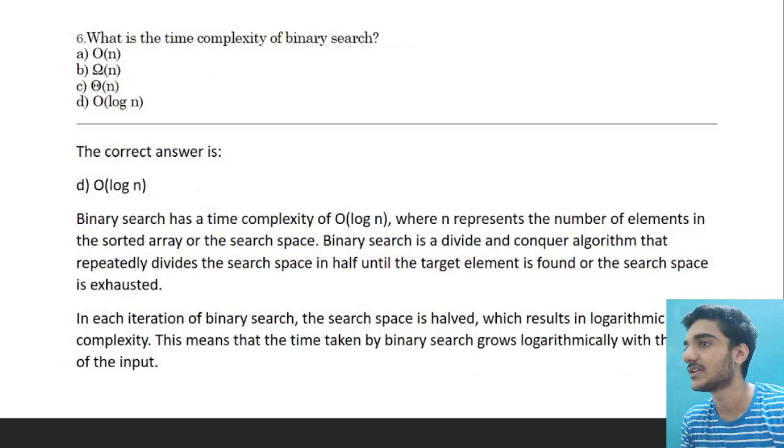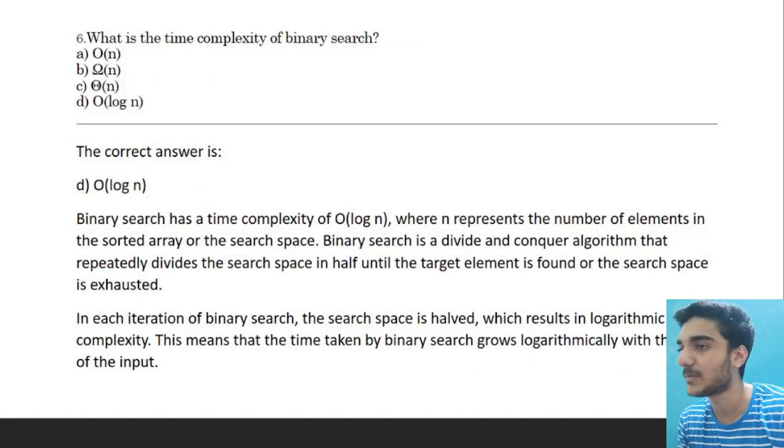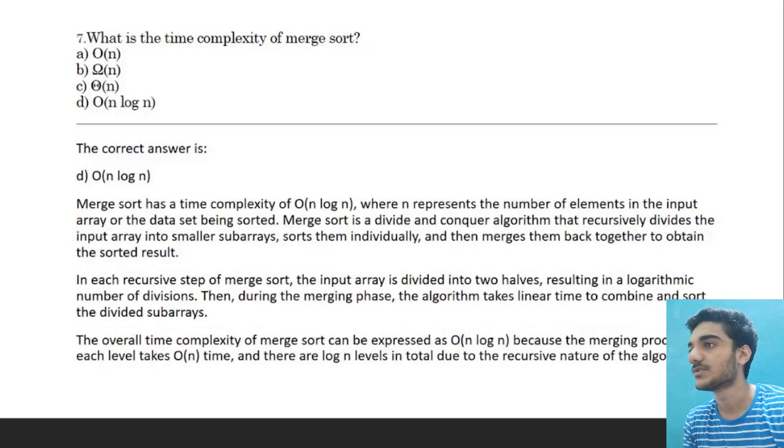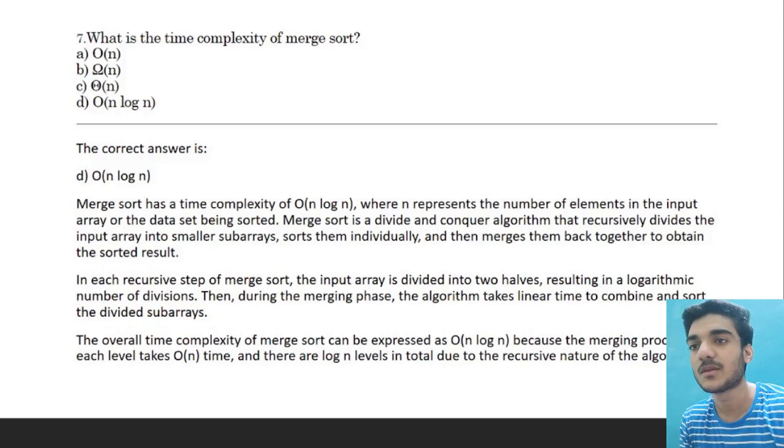Next question. What is the time complexity of binary search? And the correct option is big O of log n. Binary search has a time complexity of big O of log n, where n represents the number of elements in the sorted array or the search space. Question number 7. What is the time complexity of merge sort? And the correct answer is big O of n log n. Merge sort has a time complexity of O of n log n, where n represents the number of elements in the input array or the data being sorted.